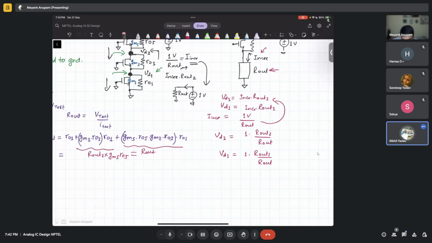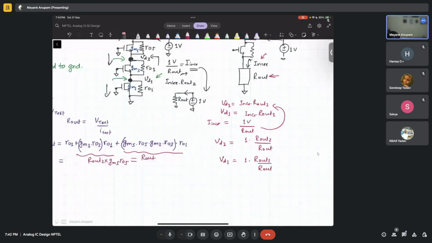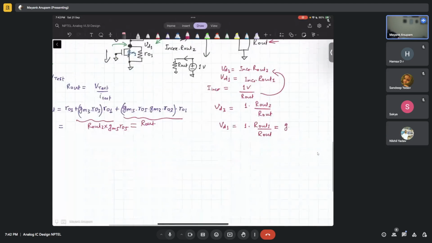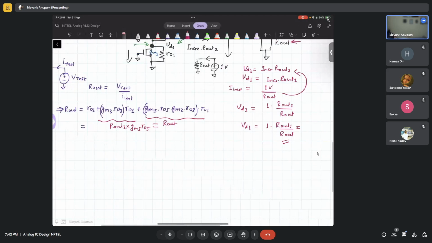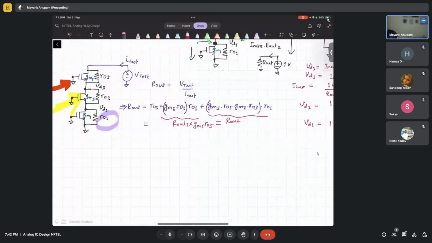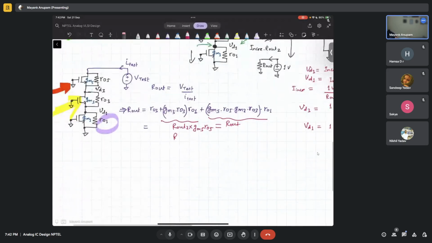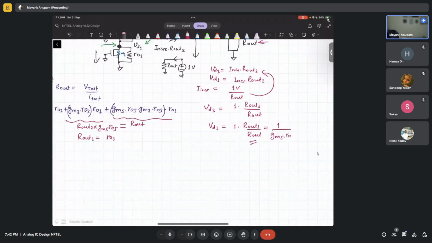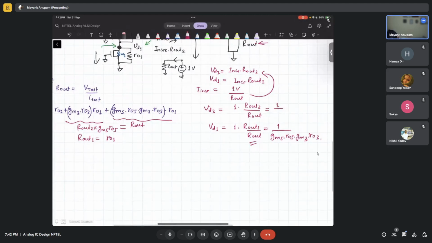So you can see clearly, and we know that R out 1 is simply RO1, correct? So R out 1 by R out will be how much? You can clearly see this will be a very large factor: GM5 times RO5 times GM3 times RO3. So it will be 1 over GM5 times RO5.